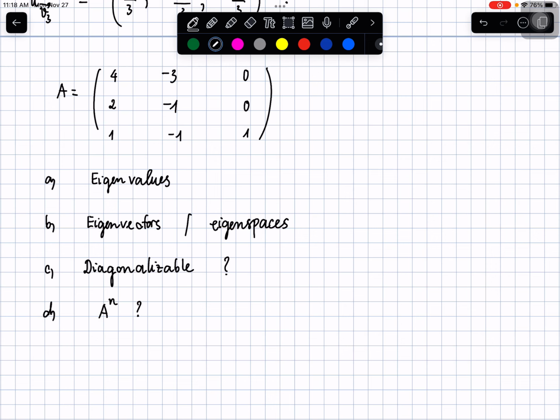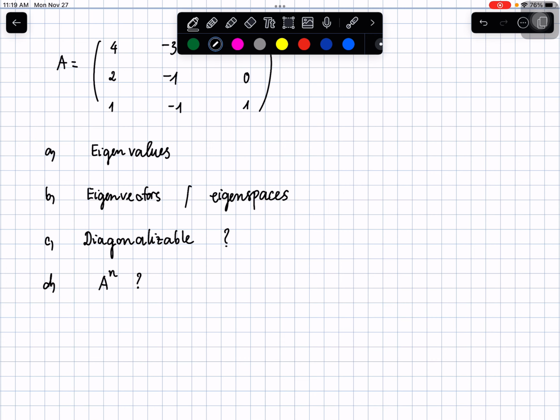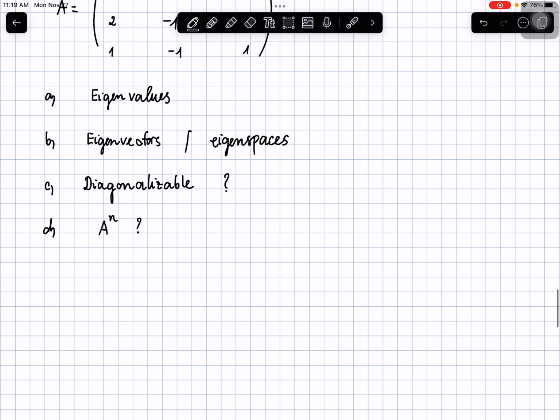Given matrix A, we need to find the eigenvalues. Eigenvectors correspond to the eigenvalues. We check whether the matrix is diagonalizable and find the power. To find the eigenvalues we find the roots of the characteristic polynomial.